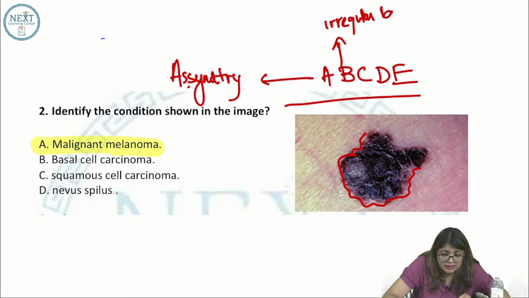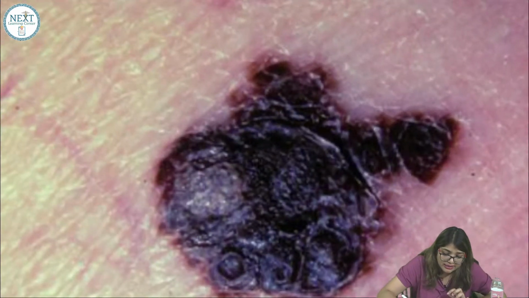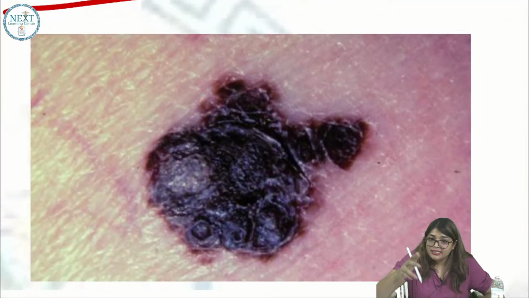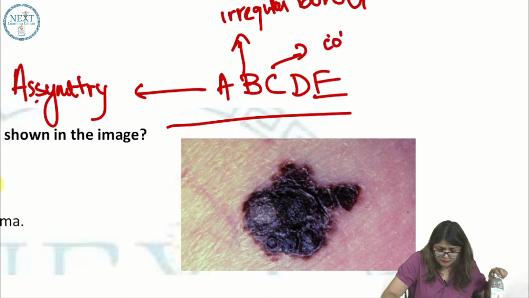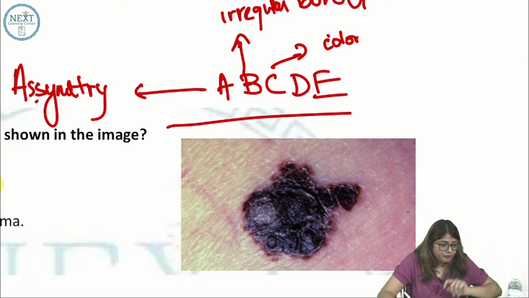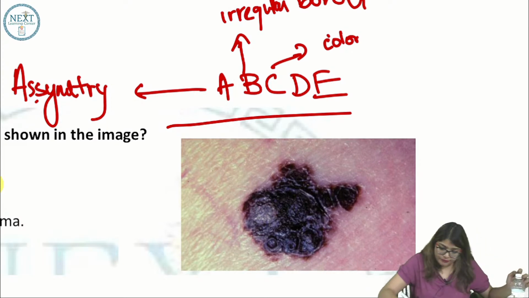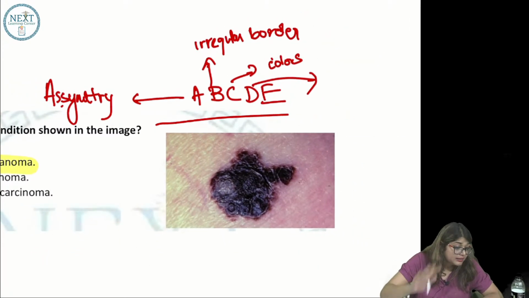Irregular borders. And can you notice one thing? If you look at this lesion, here it is light brown, here it is black, and it is dark brown here, right? So many different colors. So C for different colors. Then D, which has been asked in our exam multiple times.